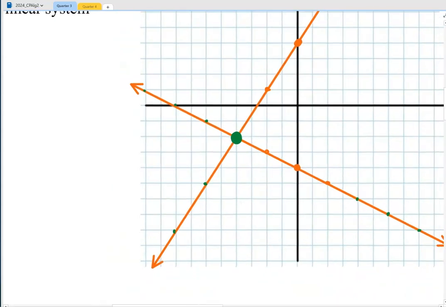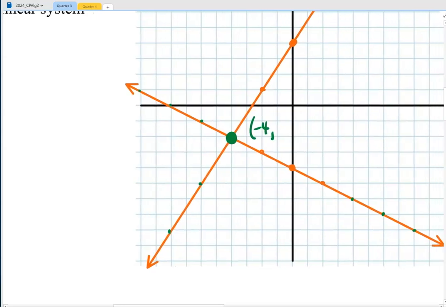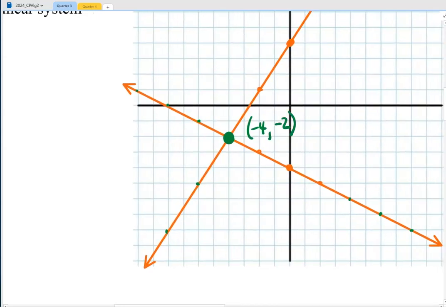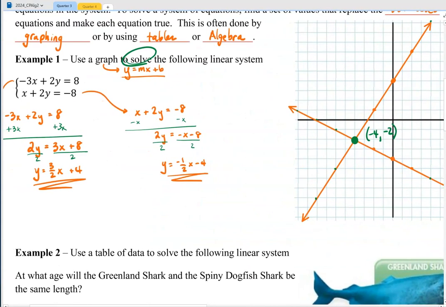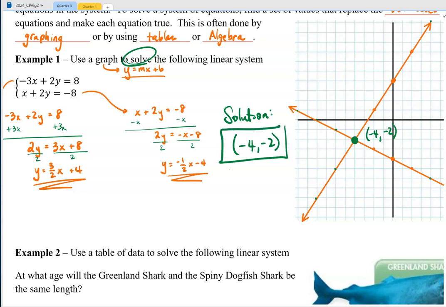Now if I look closely, this looks like it occurs at -4 on the x-axis and -2 on the y-axis. So by graphing, we can say that our solution is the coordinate (-4, -2). And again, this is telling us that x must be equal to -4 and y must be equal to -2.